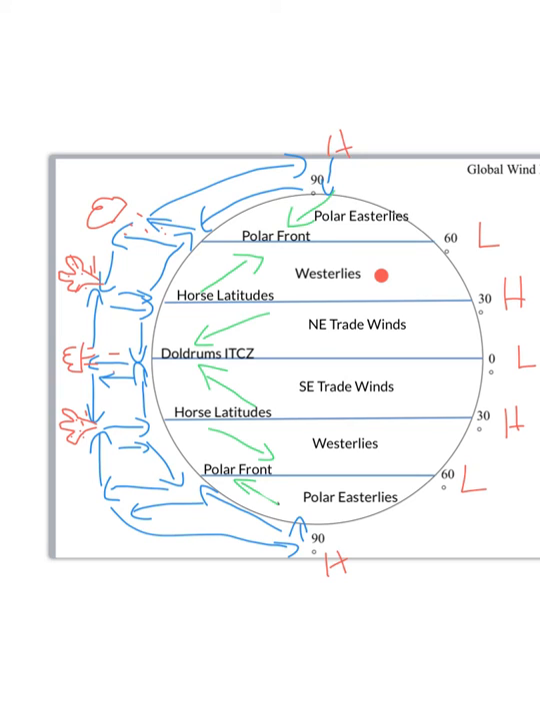So at the equator, the low pressure system is called the equatorial low.